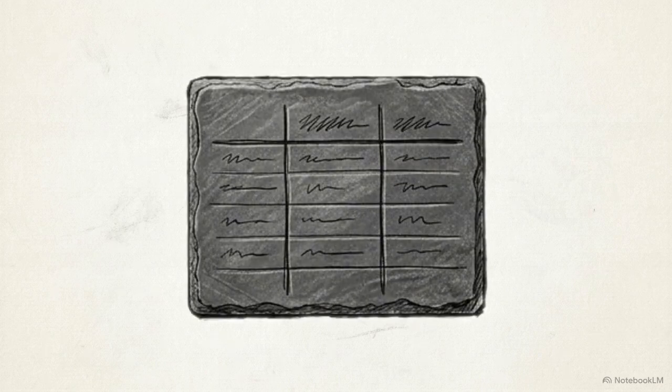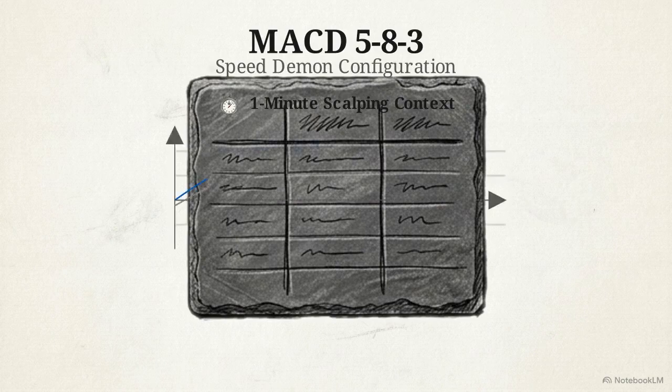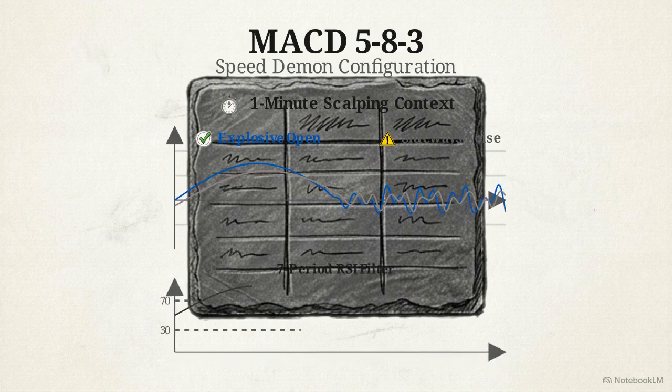Moving to the next column, we have the 5-8-3 setting. This is engineered specifically for the 1-minute scalping environment. The benefit here is near-instant momentum triggers, highly effective during explosive market opens, like the London or New York sessions. But during low-volume hours, when the market moves sideways, 5-8-3 generates pure noise. You must add a second filter.